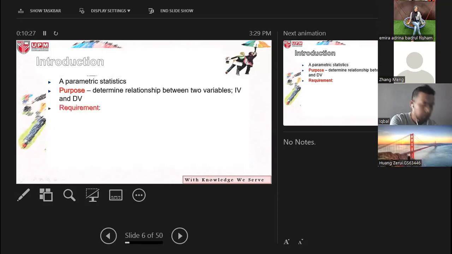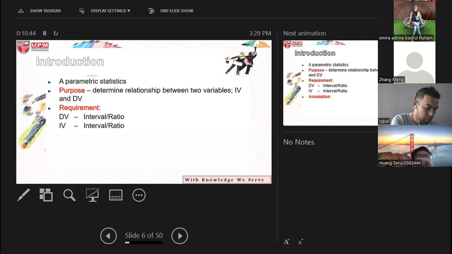Okay, next one. The requirement to run the Pearson product moment correlation is that your DV must be either interval or ratio. Meanwhile, your IV also must be interval or ratio, meaning that your data for both IV and DV must be in continuous form, continuous data. It cannot be categorical.